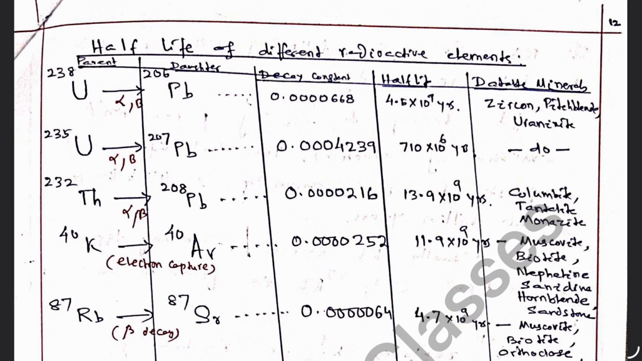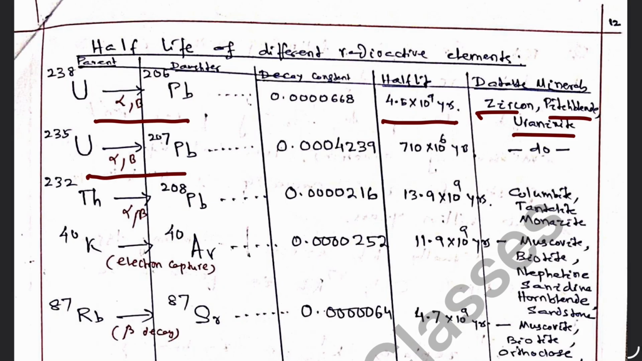Uranium-238 converts to Pb-206 through alpha and beta radiations, and its half-life period is about 4.5 × 10^9 years. Uranium and Pb, these elements are found in common minerals such as zircon, pitchblende, uraninite. So these are the minerals in which we find these elements.